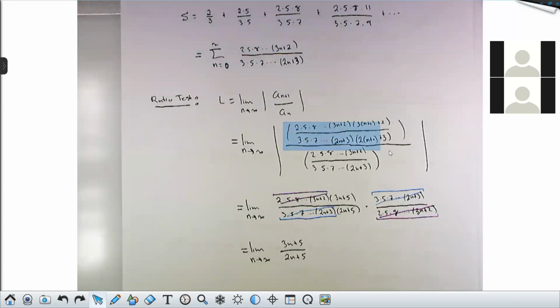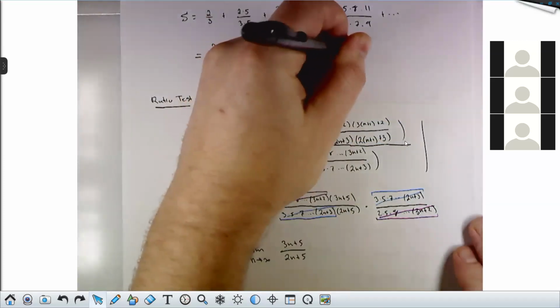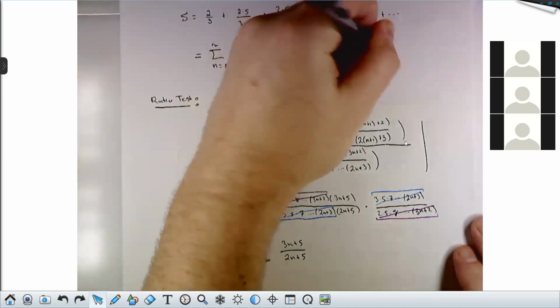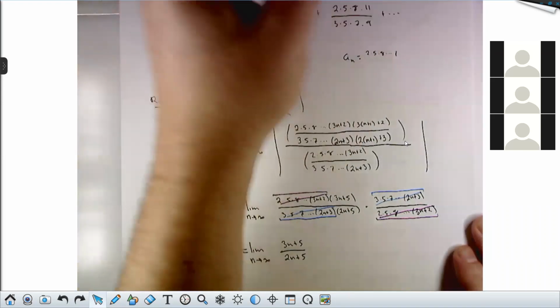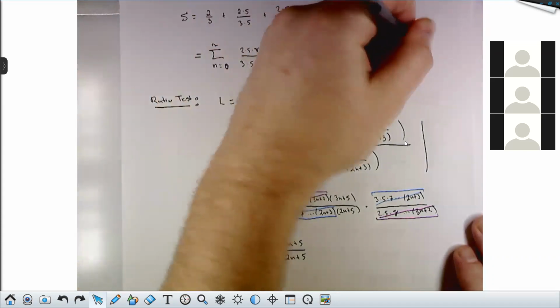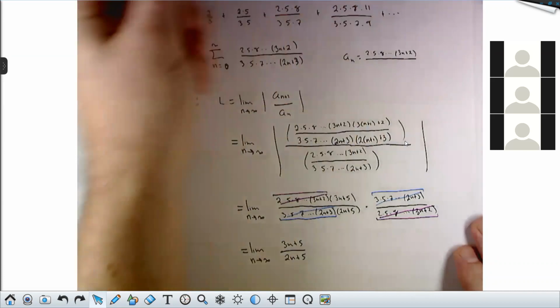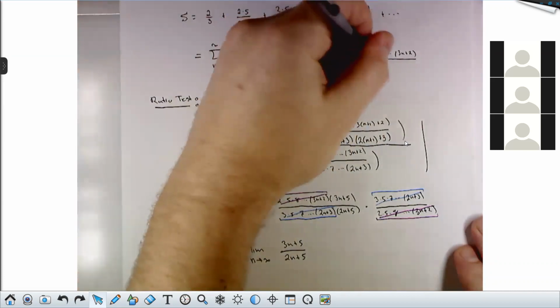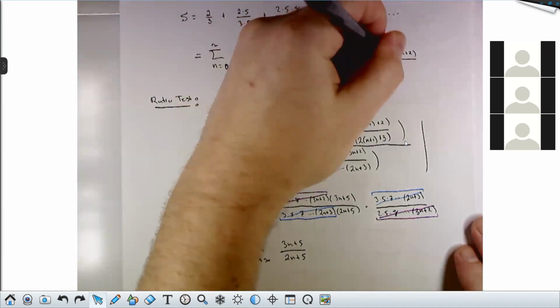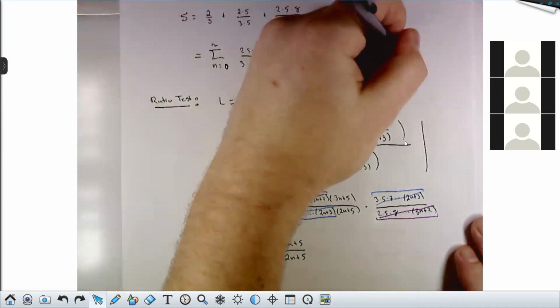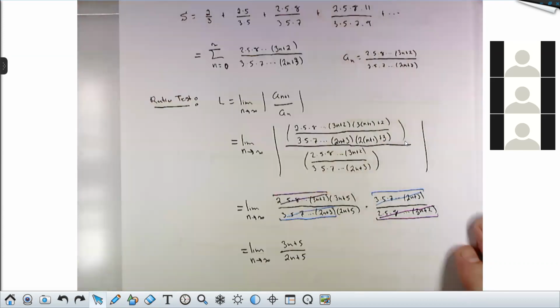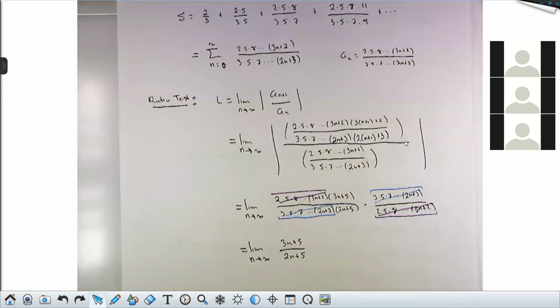Is everybody comfortable with why this is a_{n+1}? Could you explain that one more time for me? Yeah, no, that's okay. This I think is the hard part. So a_n here is 2 times 5 times 8 all the way up to 3n plus 2 divided by 3 times 5 times 7 all the way up to 2n plus 3. So like some extra space here.